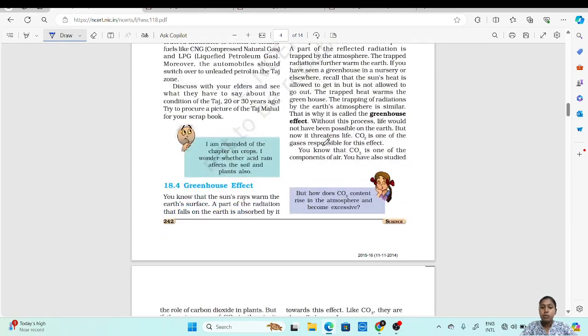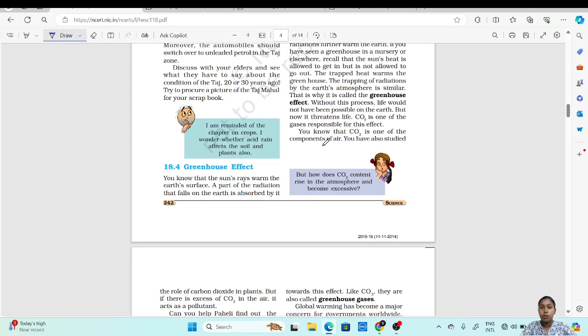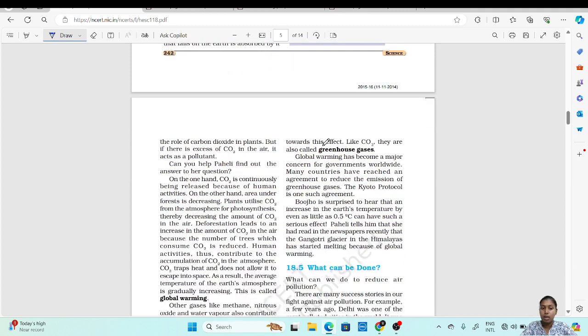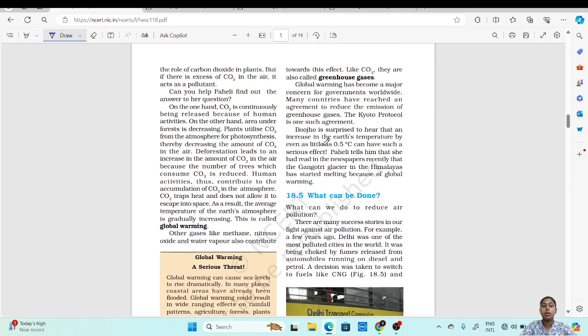Then we have also seen what the greenhouse effect is. It's the trapping of radiation by Earth's atmosphere, known as the greenhouse effect. The major gas involved in this effect is carbon dioxide. Why carbon dioxide? Because we are constantly releasing carbon dioxide. Now population is increasing, so human beings require more oxygen. We take in oxygen, we release carbon dioxide. That carbon dioxide is not being taken up enough by the plants, because plants are the ones which take up carbon dioxide and, through photosynthesis, release oxygen.